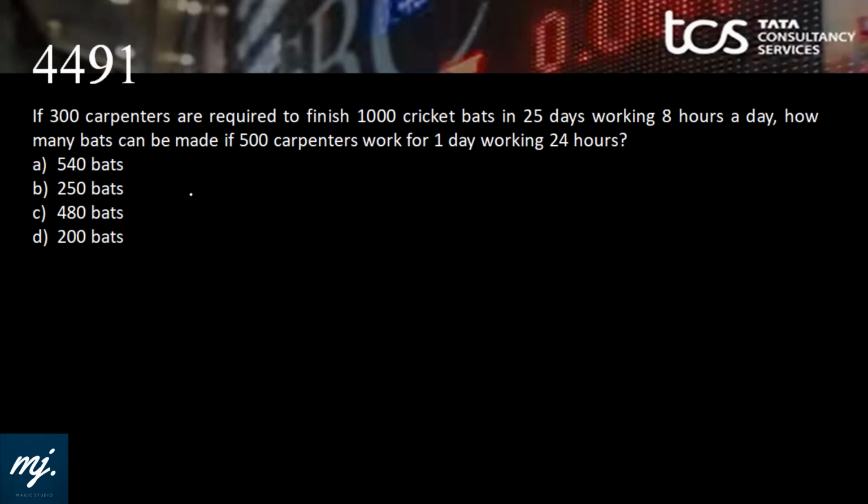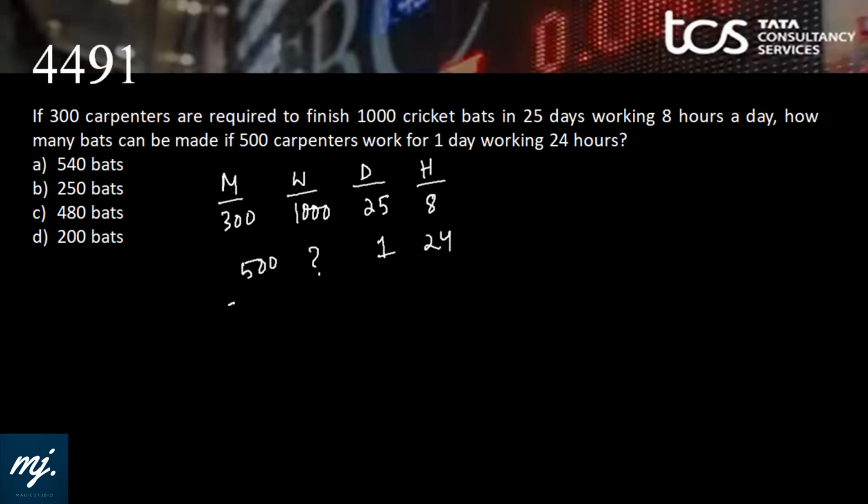If 300 carpenters are required to finish 1000 cricket bats, work to be done 1000, in 25 days, working 8 hours a day, how many bats can be made if 500 carpenters work for 1 day, working 24 hours? Straight away we can use our masala.